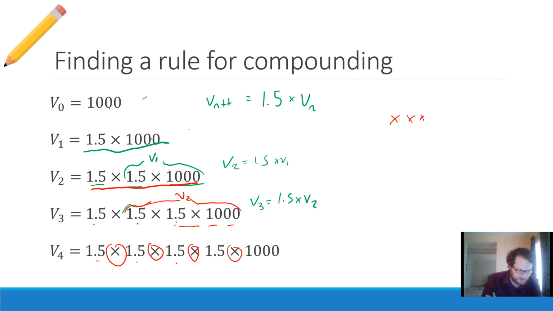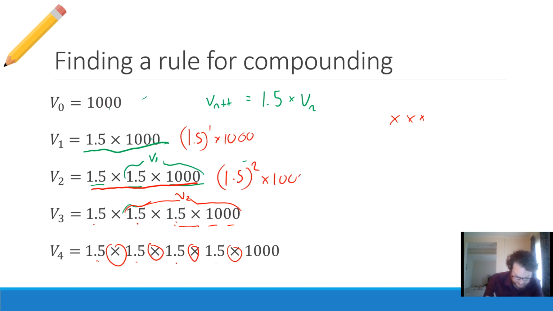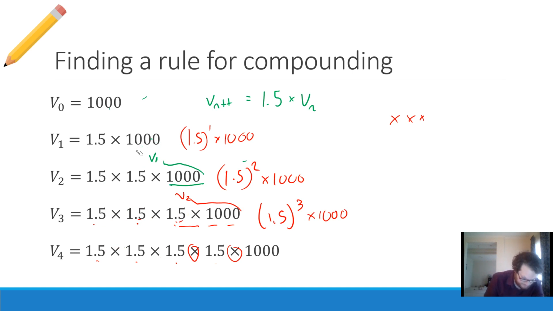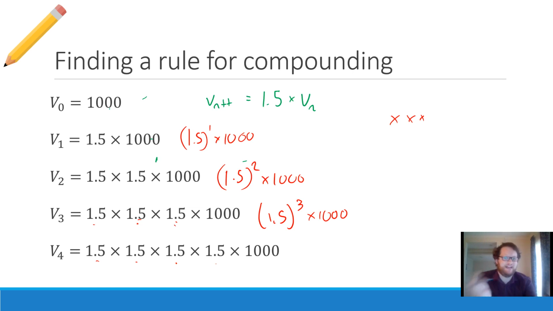Grab a look at the first one. This is 1.5 to the power of 1 times 1,000. Yeah, so what? This guy has two of them. So it's 1.5 raised to the power of 2 times 1,000. This one is 1.5 raised to the power of 3 times 1,000, because there's 1, 2, 3 1.5s. And then, of course, the bottom one is 1.5 to the power of 4 times 1,000. So, how can this help us come to an actual equation? Well, let's grab a look at the formula.